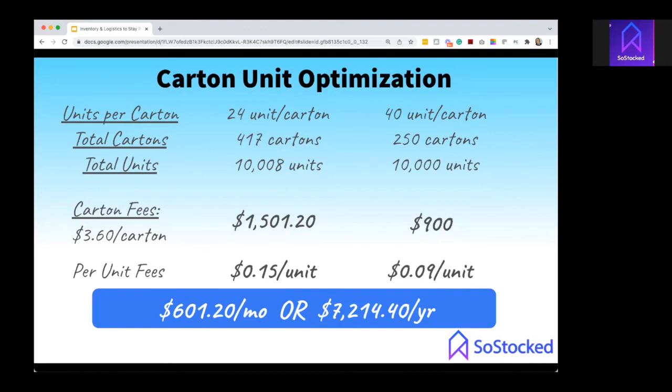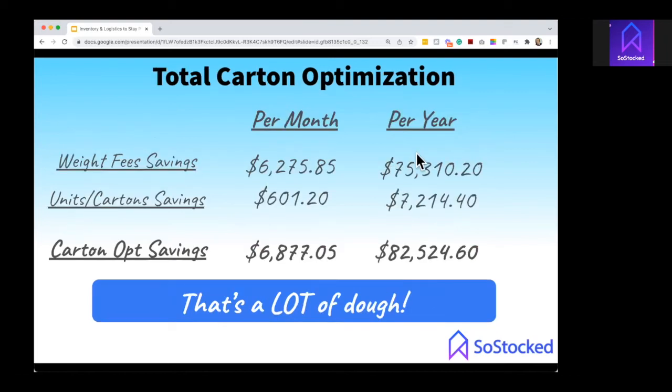I wouldn't say you could just work with your supplier, because we've had times where putting too much into any one carton has caused crushing. And then the money that you're trying to save, you lose in what's called inventory shrinkage, which means losing your inventory in some way, sometimes based on theft or damages. So with this scenario, total carton optimization was 68 cents per unit in savings between weight fees and carton fees: almost $7,000 per month, or $82,000 per year.